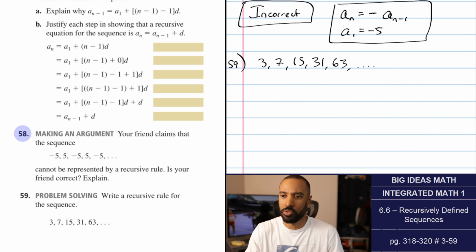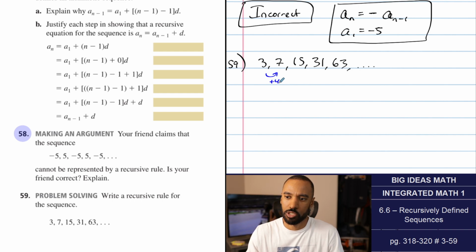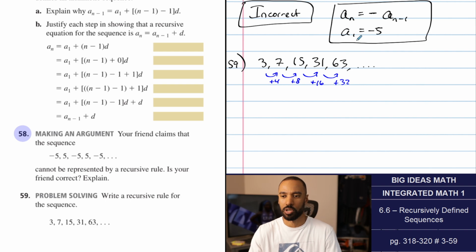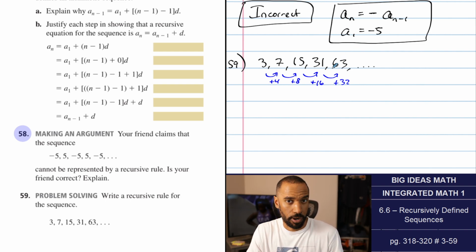Or actually, heck, let's just do this. Maybe I'm overthinking it. This is plus 4. This is plus 8. Oh, here we go. This is plus 16. And this is plus 32. Okay, I was overthinking it. I was trying to use two terms before. So we're adding double the amount that we did before.